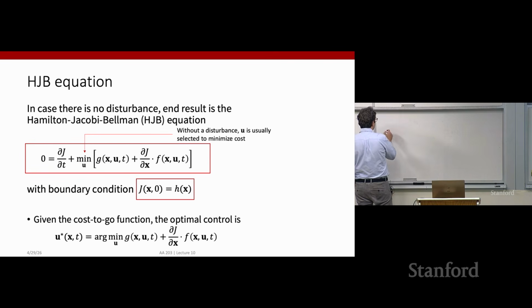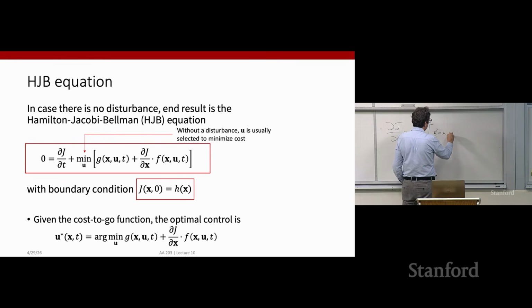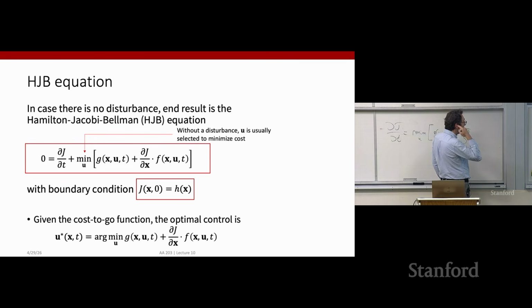So let me rewrite this equation as minus the partial derivative of J with respect to t equals the minimum over u of g of x, u, t plus the partial derivative of J with respect to x times f of x, u, t.